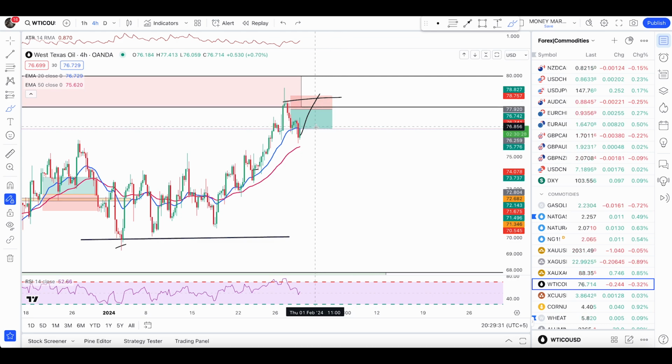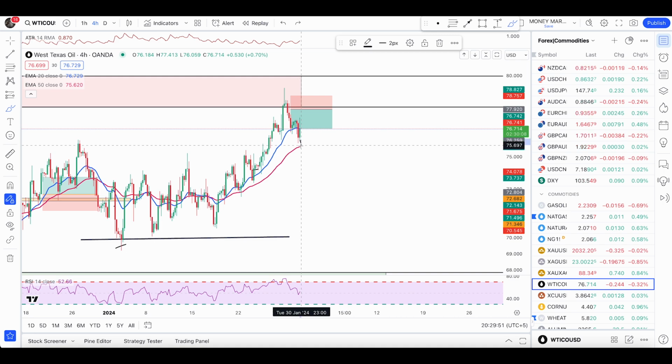Now if you're looking for the double top pattern, I don't want to see the price close above this high. The wick can go above, but the candle cannot close above. If the candle closes above, in that case we will have an invalid double top pattern. For now, all you need to look at is a bullish engulfer. If we have that, we are good to go long.